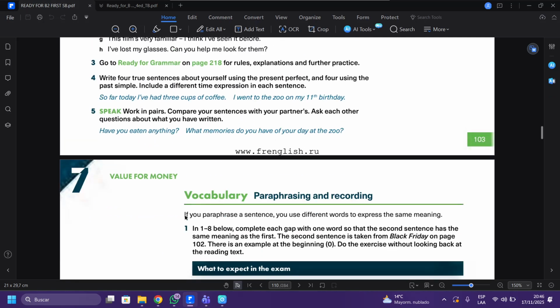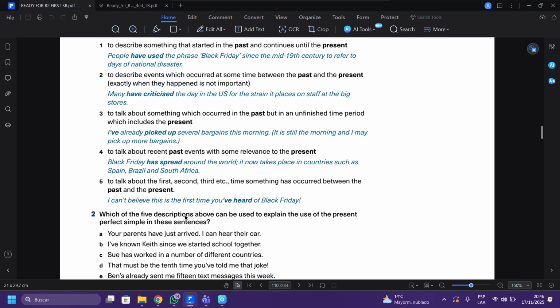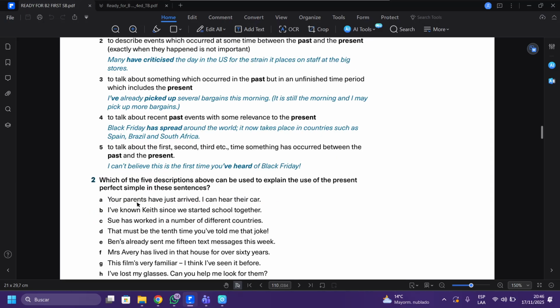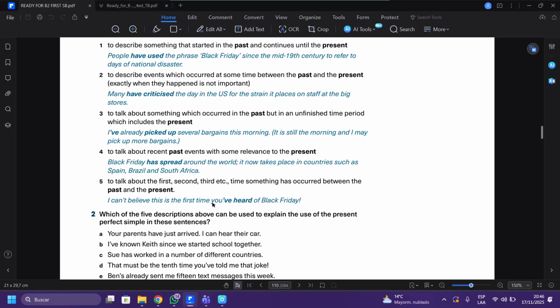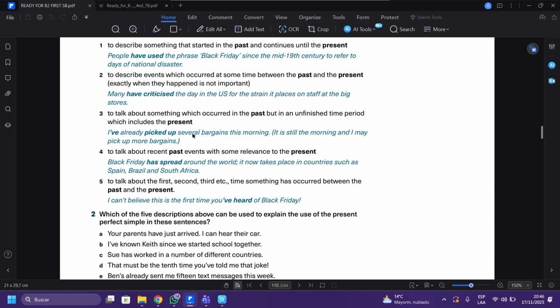The letter B is possible. Letter V. Let me see. To describe events which occurred at some time between the past and the present, and exactly when is not important. Let me see. Yes, it can be. Number 2. To describe events. Okay, letter C.